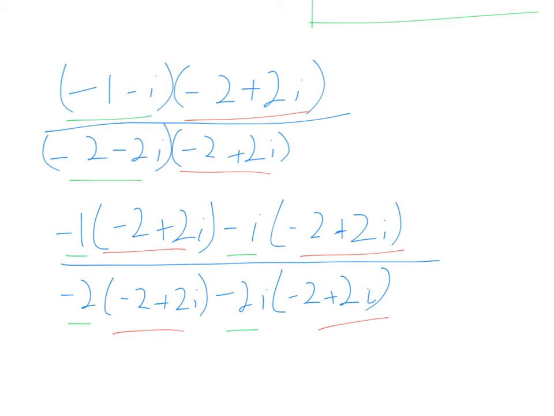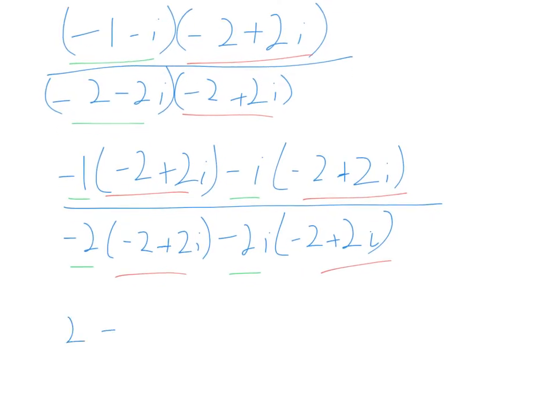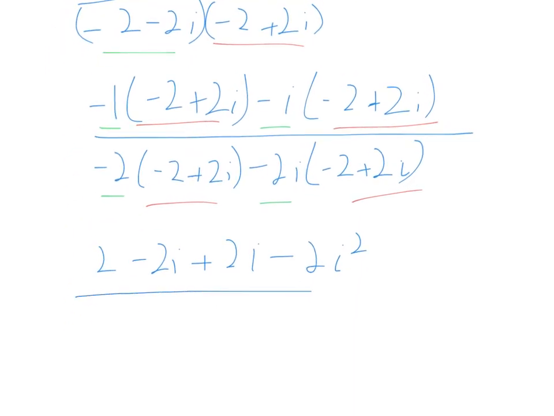So when we simplify this out, or multiply it out, on the top we're going to end up with 2 minus 2i plus 2i minus 2i squared. On the bottom we're going to end up with 4 minus 4i plus 4i minus 4i squared. Now we should remember from our multiplying complex numbers video that i squared is going to simplify to being minus 1.